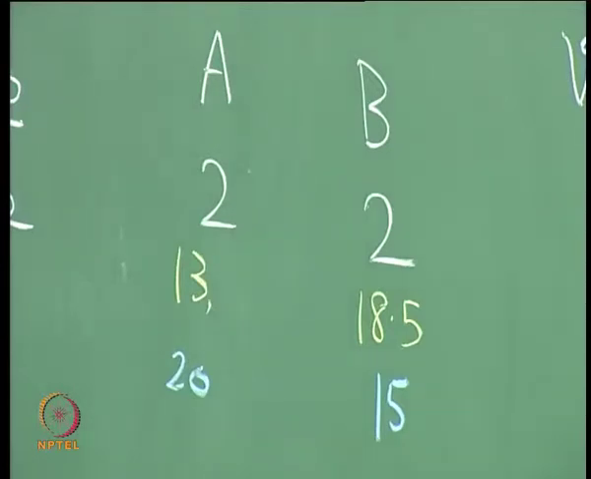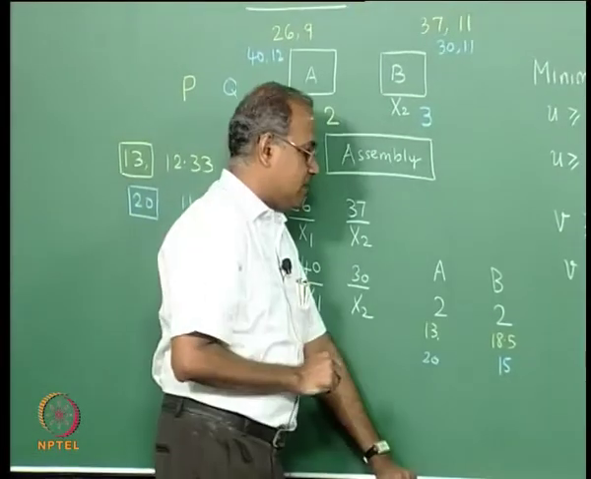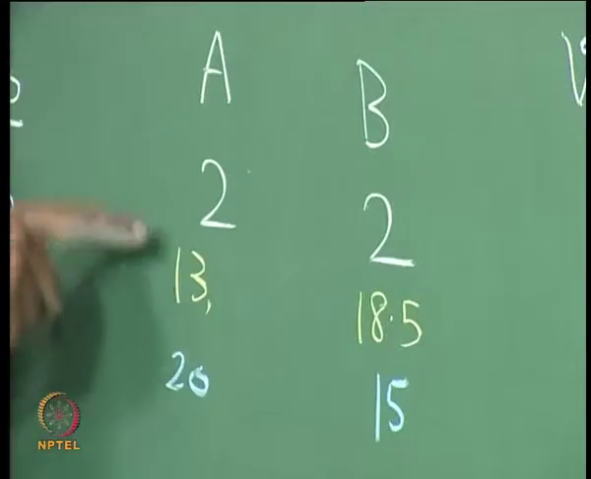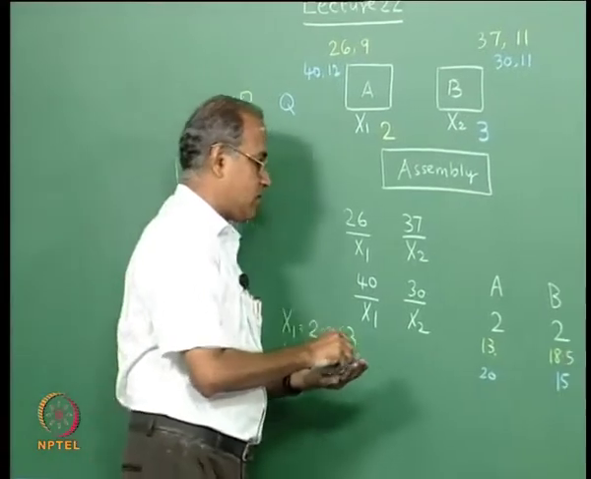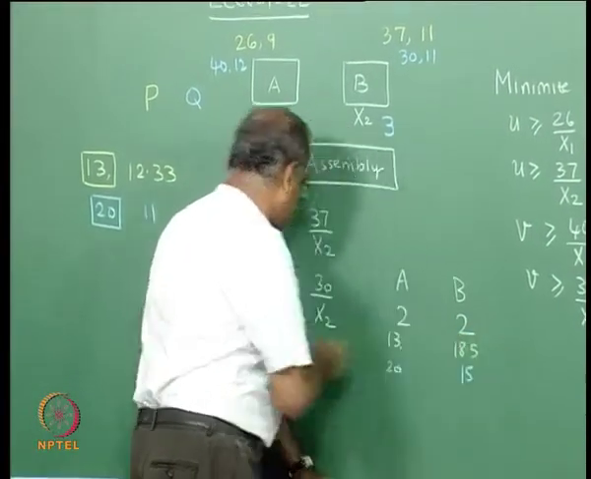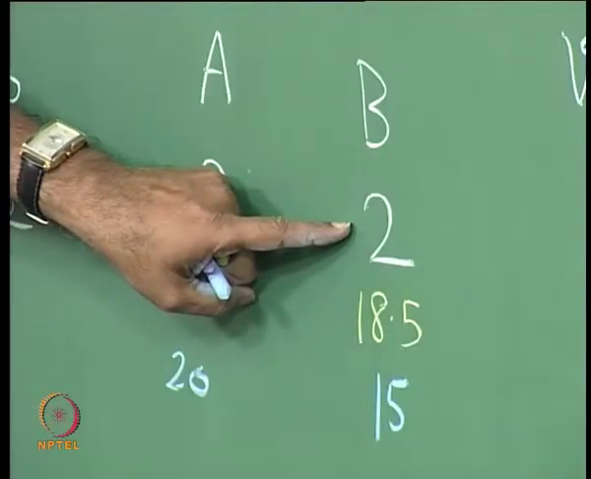Now, if we went by the previous model of static allocation, we would ordinarily do this: 20 plus 13, 33, 15 plus 18.5, 33.5. So, the third one will go here. So, we will make it 2 and 3, which is our solution. The fifth operator will actually go here, 2 and 3 will be the solution.